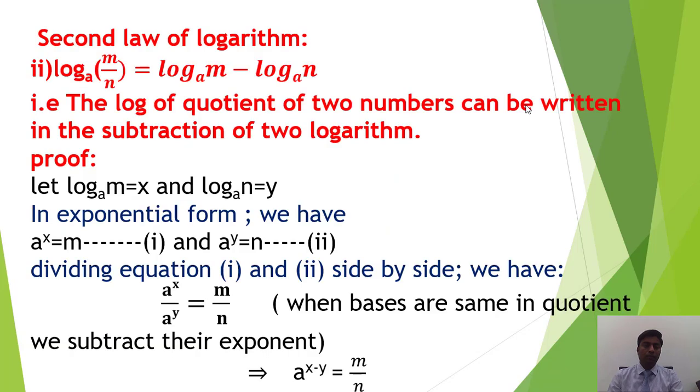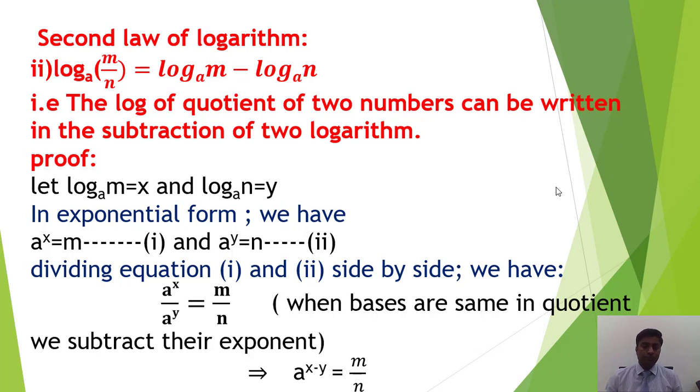Now we move towards second law of logarithm. Log m divided by n to the base a is equal to log m to the base a minus log n to the base a. That is, the log of quotient of two numbers can be written in the subtraction of two logarithms. Proof.